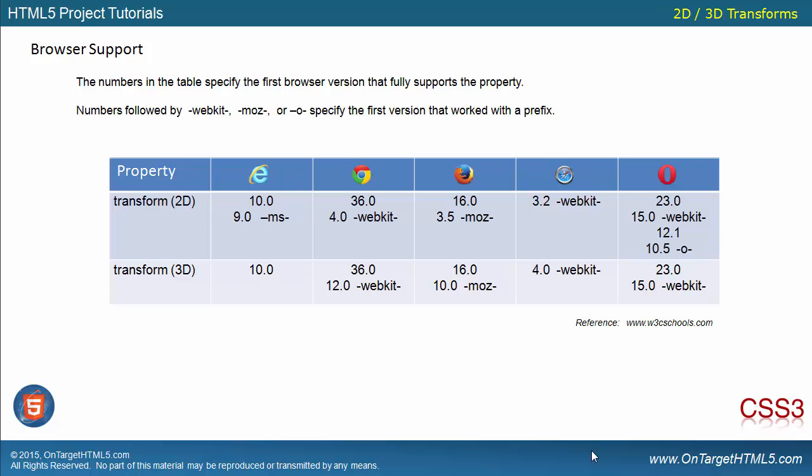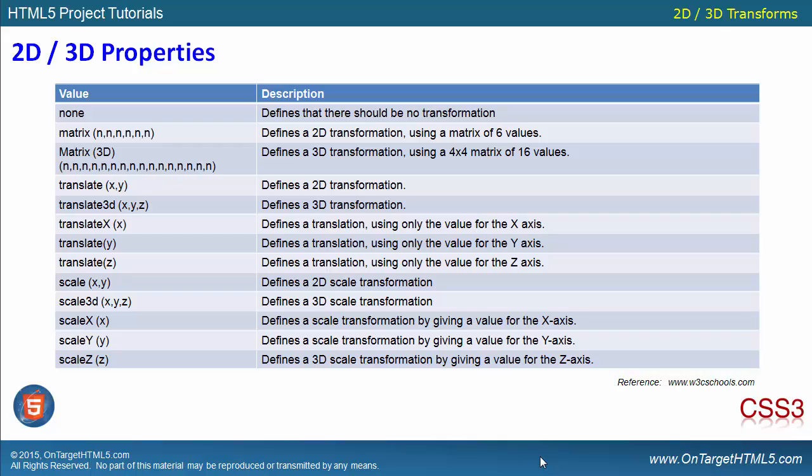The 3D transforms: Internet Explorer 10.0, Chrome 36.0, Firefox 16.0, Safari 4.0 still using the WebKit rendering engine, and 23.0 in Opera with the 15.0 WebKit rendering engine. So we've come a long way in the last few years. There actually is a lot of support now for these, as you'll see as we go through the demonstrations and the tutorials. We're seeing a lot more support now inside the major browsers for these transformations.